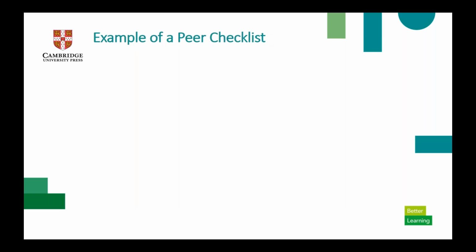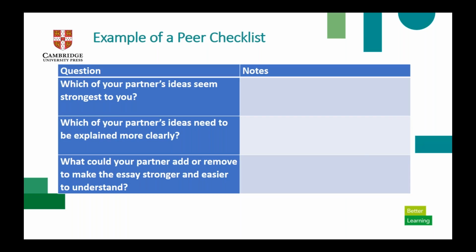And then I'm going to give you one example of a peer checklist, but obviously this can get adapted in many, many different ways. You'll notice as you look at this: which of your partner's ideas seem strongest? Which of your partner's ideas need to be explained more clearly? What could your partner add or remove to make the essay stronger and easier to understand? Now, this is sort of a generic list in the sense that it's not specific to a particular writing assignment or writing task.